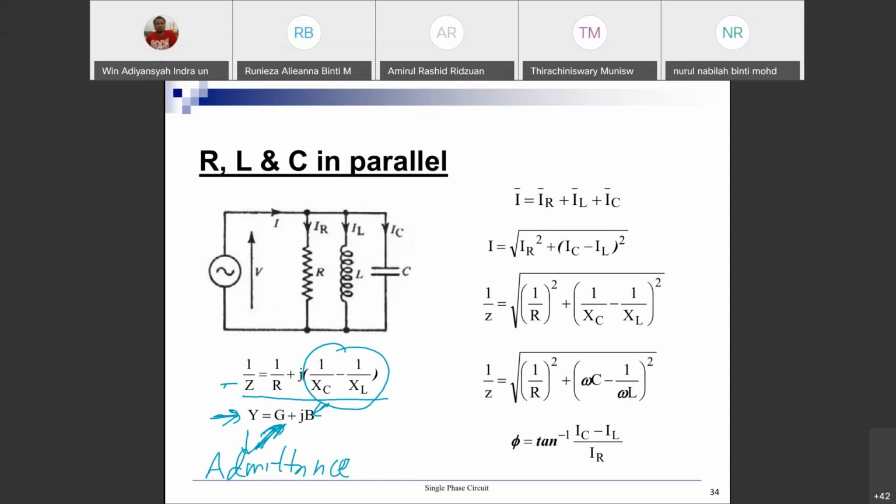Z is impedance. Y is admittance. The unit of impedance is ohm, right? Ohm. Admittance, the unit is Siemens. Because sometimes it will be easier to use Y instead of Z for calculation purposes.